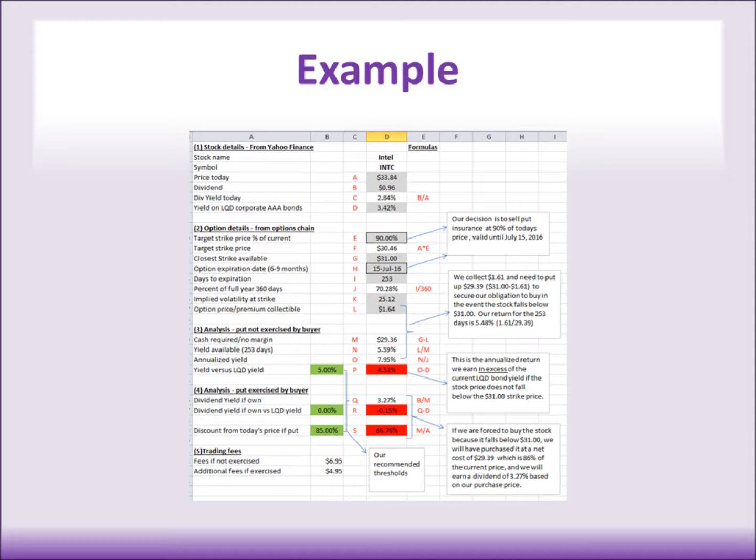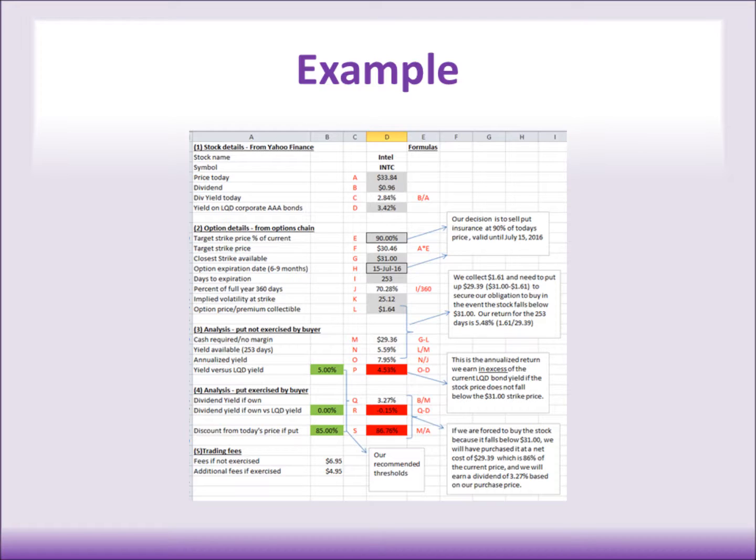And if by the expiration date, July the 15th, the stock was above 31, you just get to keep the $1.64 premium, and that will give you a yield of 5.95% for those 253 days, which on an annualized basis equates to 7.95%, and that's shown on line O. And that turns out to be 4.53% more than the yield on investment grade bonds.